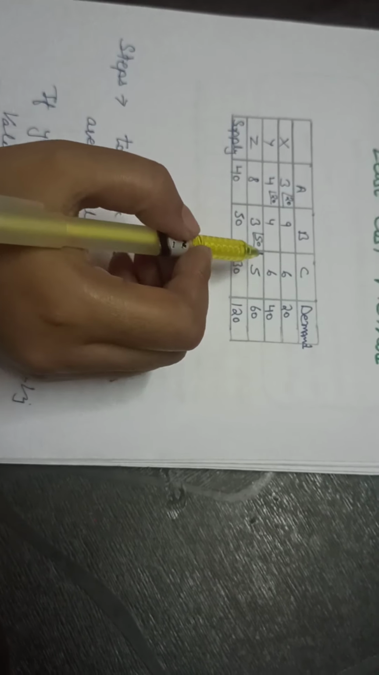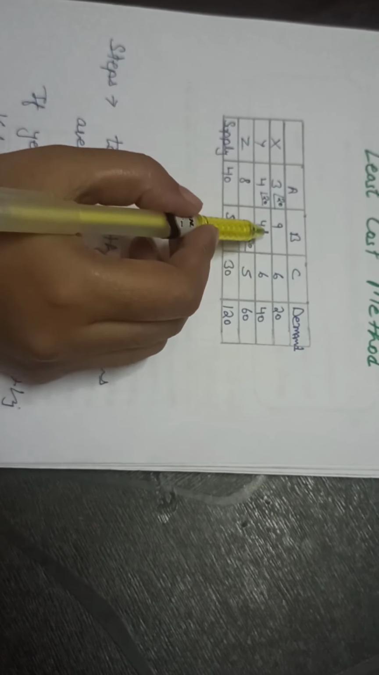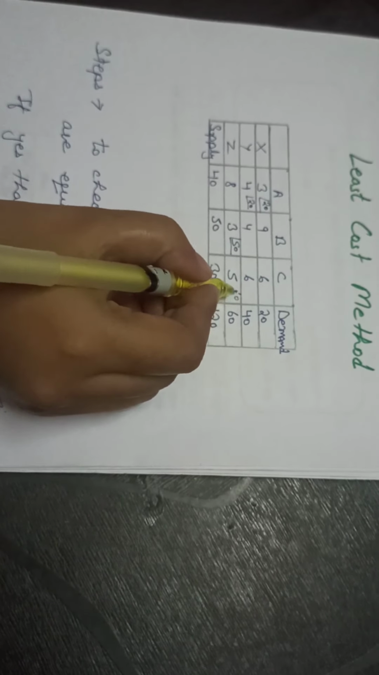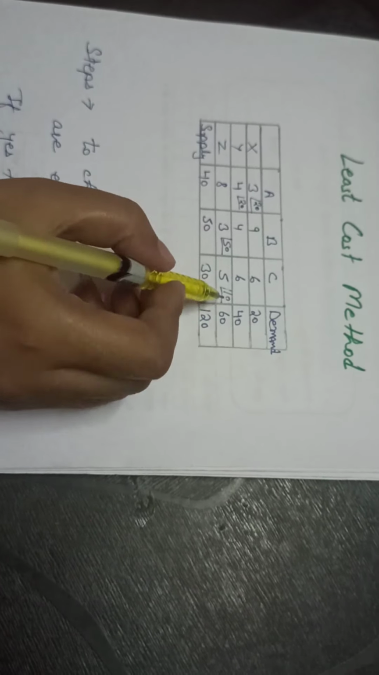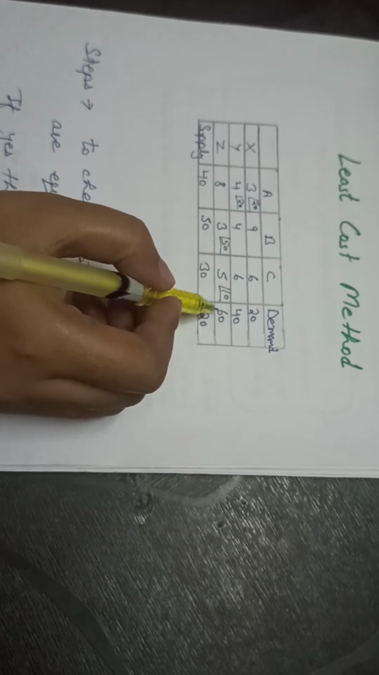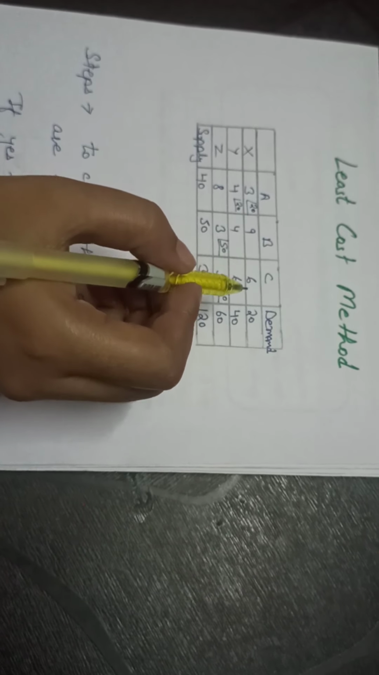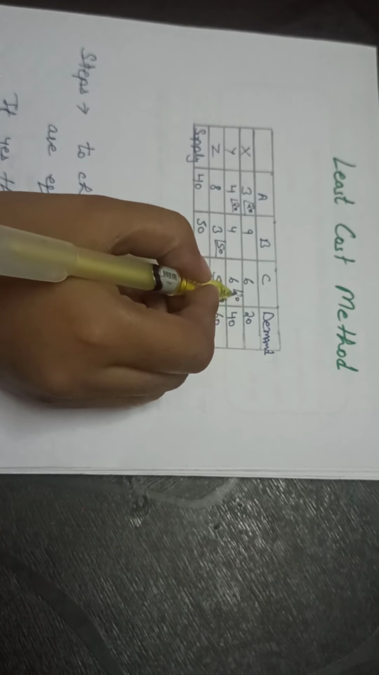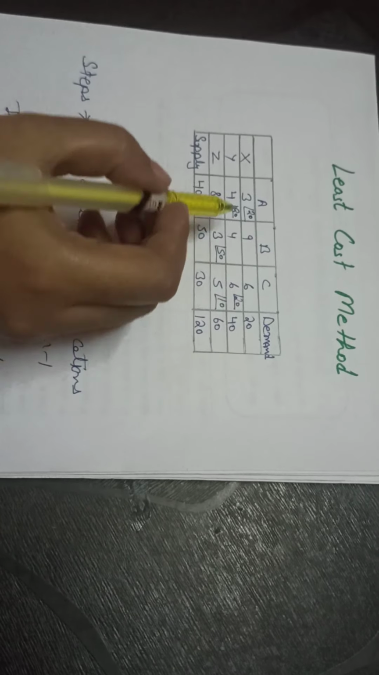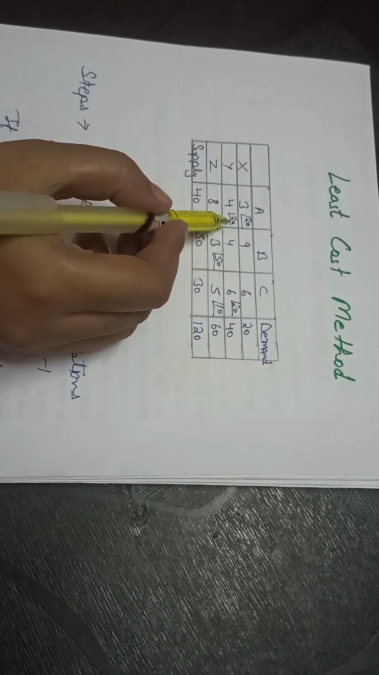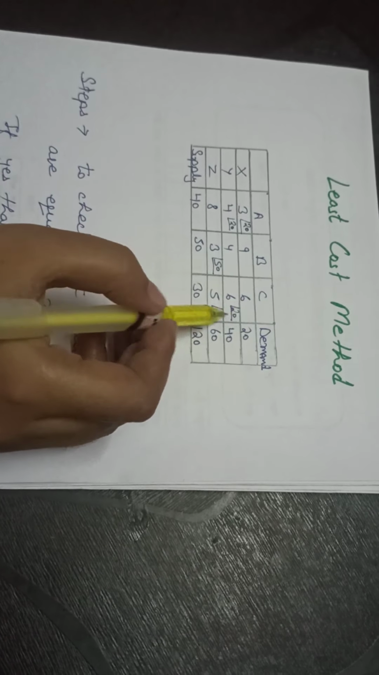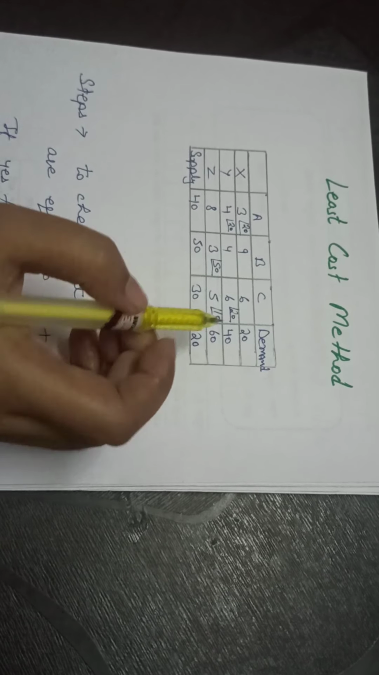Now we will check our next least cost. Our next least cost is 5. We will give 10 points to this. Now our third row is fully completed. Now we will give 20 points to this cell. Our first column is complete, 20, 20, 40. Our second column has been fully satisfied and also our third column has been fully satisfied.